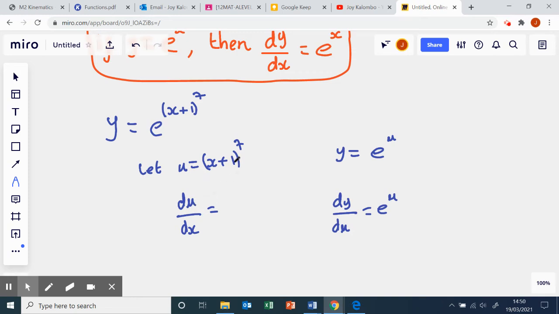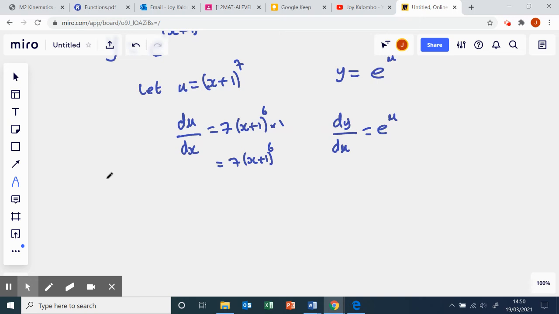And then du/dx, this is actually another chain. So it's a chain within a chain. And that in particular is 7 lots of (x plus 1) to the power of 6 multiplied by the derivative of the x plus 1, which in this case is 1. So that's just 7 lots of (x plus 1) to the power of 6. Refer to my first video, which I will put in the description below if that did not make sense.